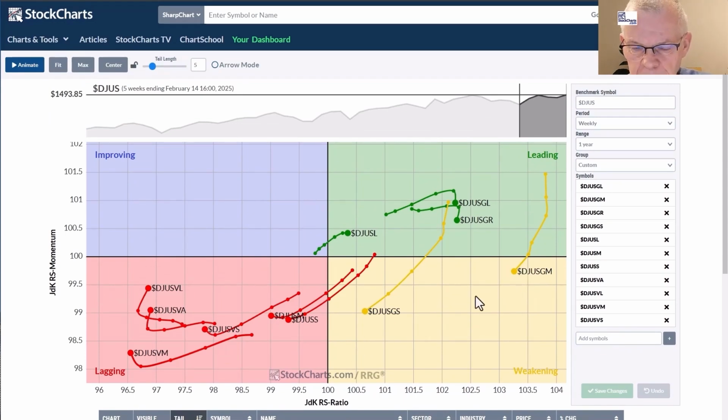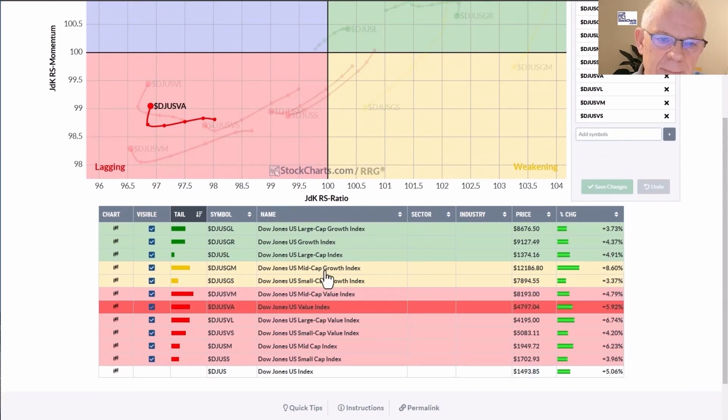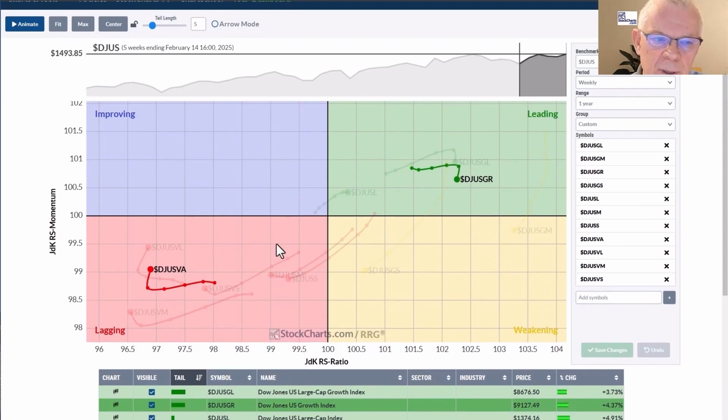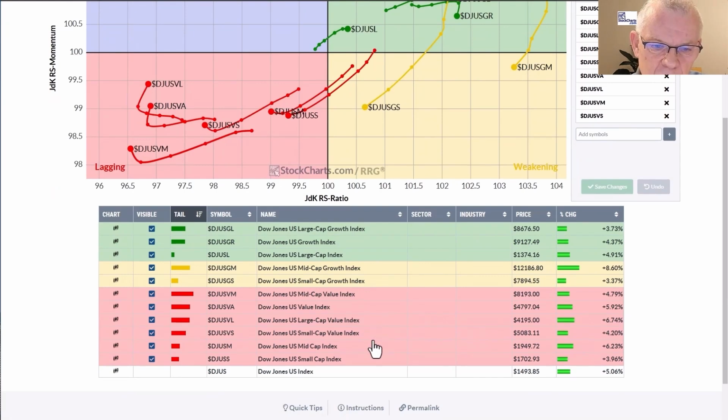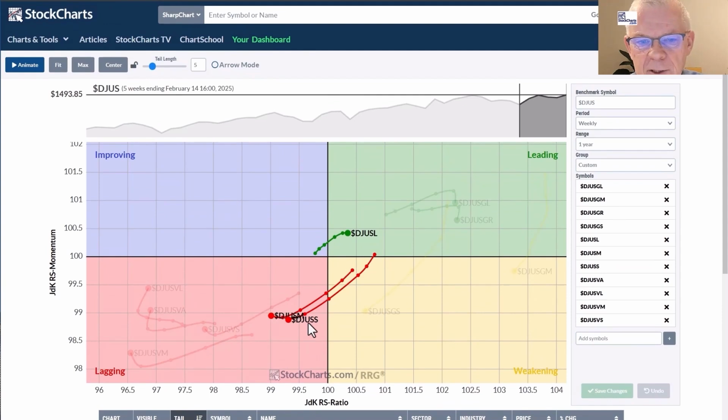Both of them still have the opportunity to curl back up and do a leading, weakening, leading rotation. On the other hand, we have everything that's related to value and small and mid cap inside the lagging quadrant. Let me highlight that for you. So here is value and growth in opposite rotations, clearly in favor of growth. And if I do mid cap, small cap, and large cap, you see the preference for large cap. So large cap is moving into leading, and both small cap and mid cap are moving into the lagging quadrant.